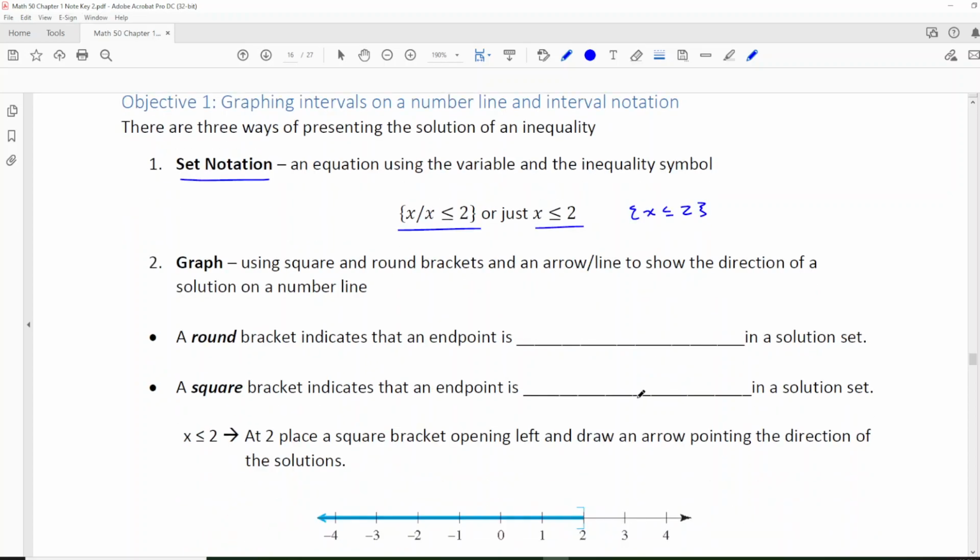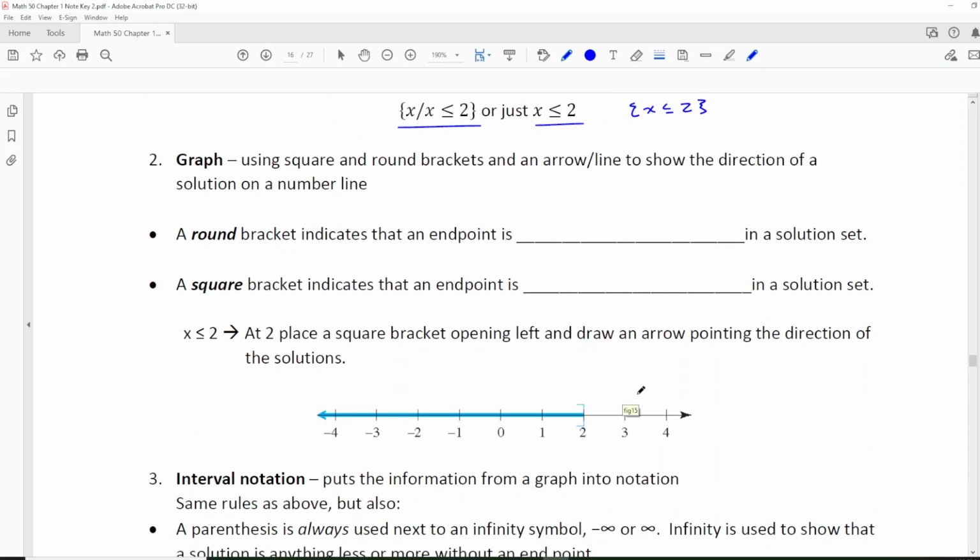The second way of showing our solution is by graphing it. So if I wanted to show all the values of x that are less than or equal to 2, I would draw a number line, and I would show with an arrow all the values that are less than or equal to 2. Now the next question is, how do I show that it's less than or equal to 2 versus just less than 2, right? Because all these numbers to the left are less than 2.